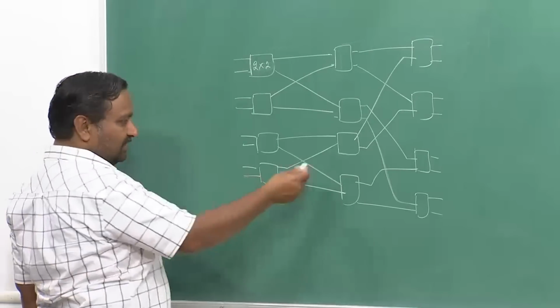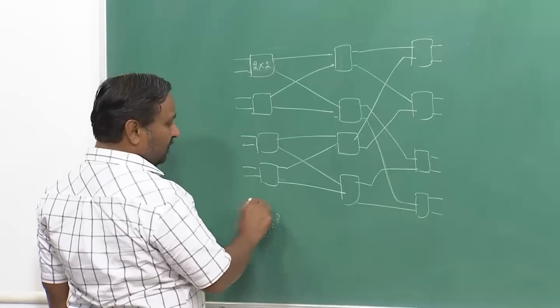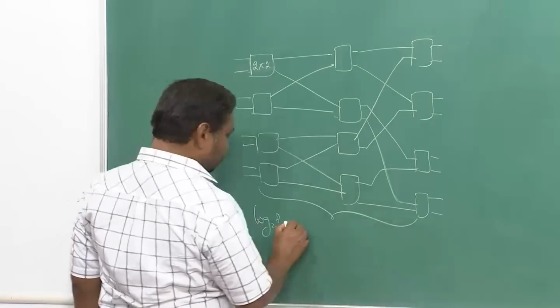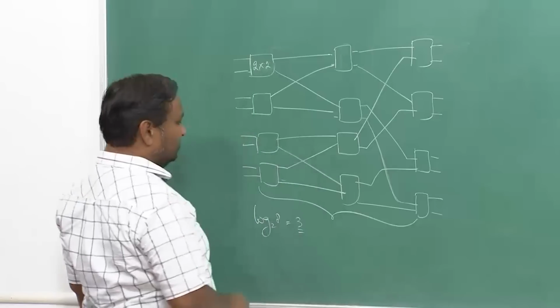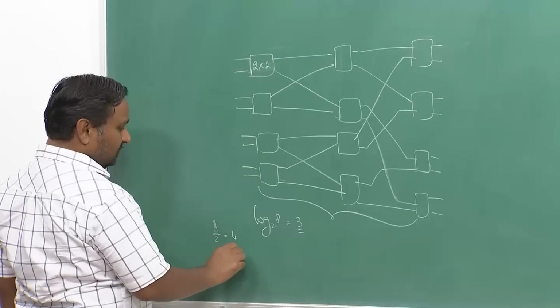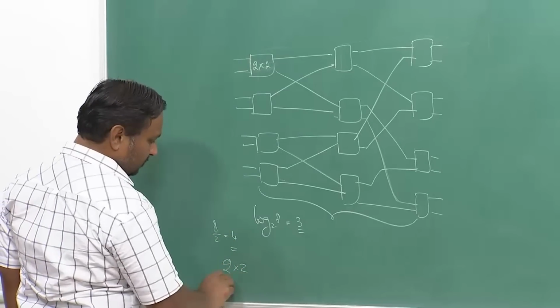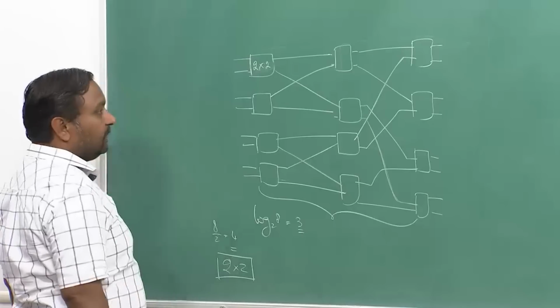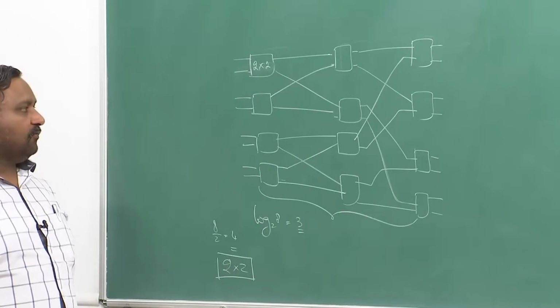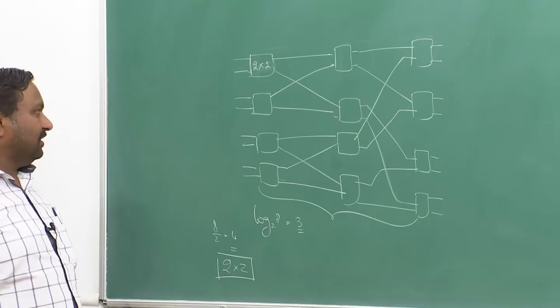So, in general for this one, for example, log 2 of 8 stages will be required, which is 3 in this case, 3 stages. Each stage will contain 8 by 2, so 4 switches, and each switch will be a 2 by 2 crossbar. So, from every input to every output there is a unique path which is available.